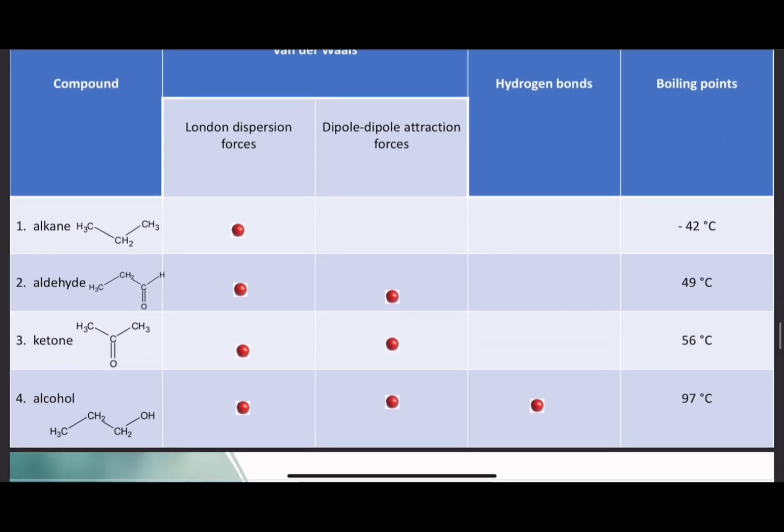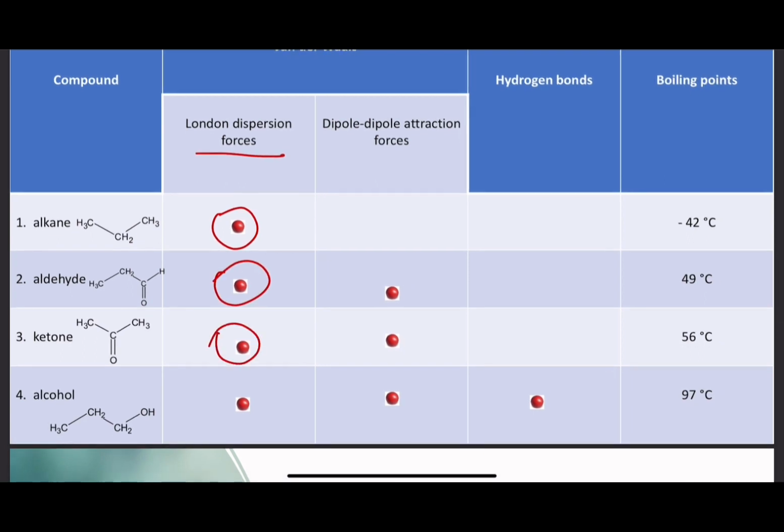So alkane, we already know that alkane has London dispersion because everybody got electrons, right? So aldehyde will have London dispersion, ketone will have London dispersion, and alcohol will have London dispersion. Now regarding the dipole-dipole attraction.